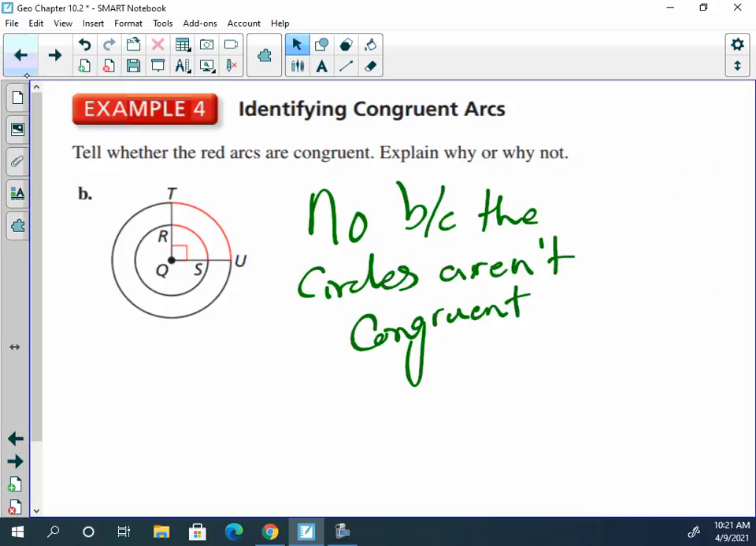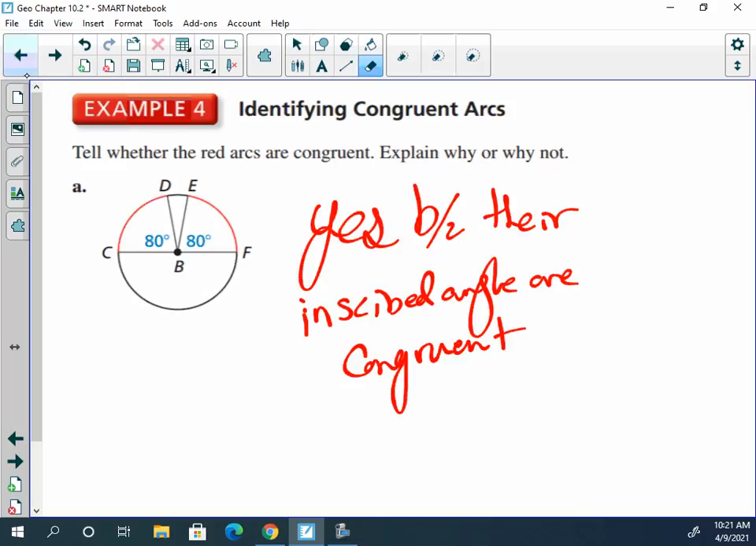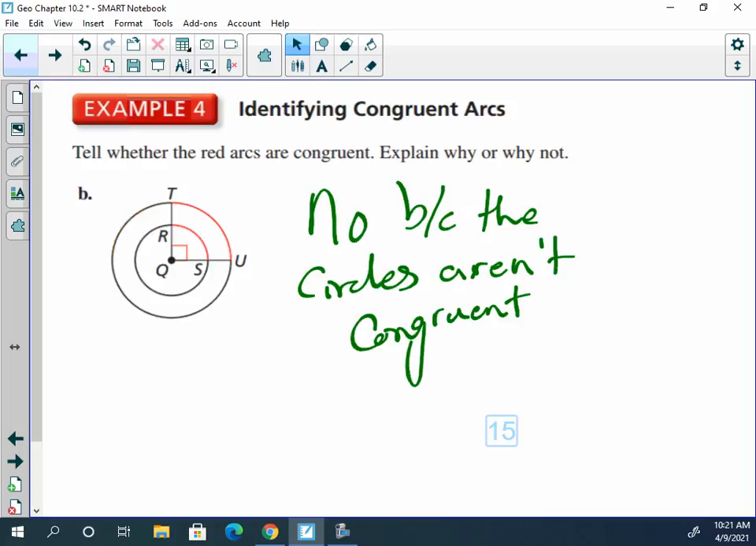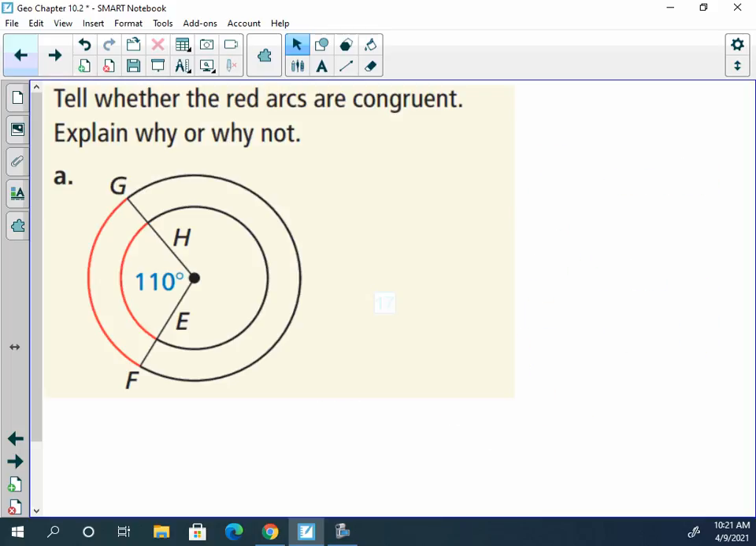Okay. What I was saying a minute ago is this here should not be inscribed. It should be central. I don't know why I forgot. Flip those two. Central angle, central in the middle. Angle formed in the middle. Inscribed is on the circle. Yes or no? Are these two congruent? No. Because the circles are not the same. They're not congruent.